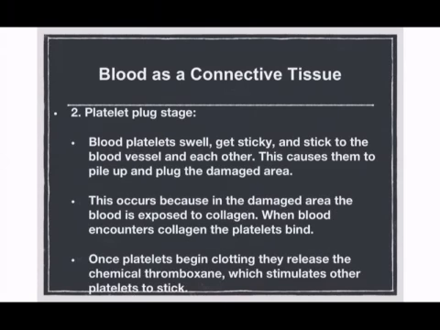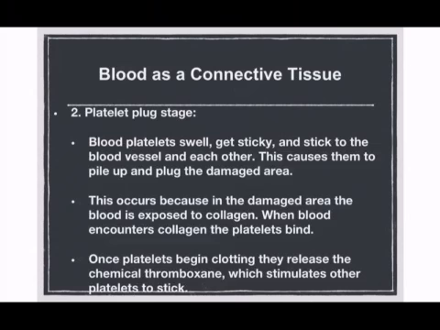The second is the platelet plug stage. The blood platelets will swell and get sticky, and they'll start to stick to each other and the blood vessel walls. This will cause a pileup in one area, and that will plug the damaged area so the bleeding will start to stop. This occurs in the damaged area because the blood will be exposed to collagen. Your blood inside your circulatory system has no collagen in there. Only when your blood vessel breaks and the blood is exposed to the tissues outside of the blood vessels will it be exposed to collagen.